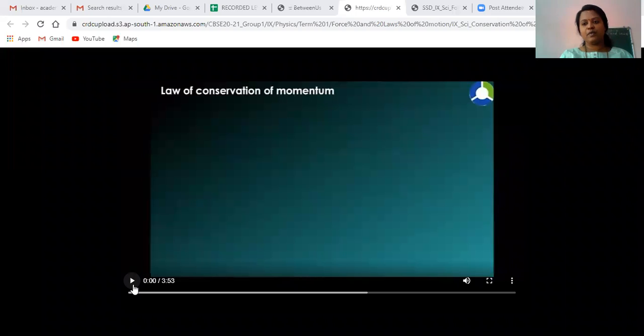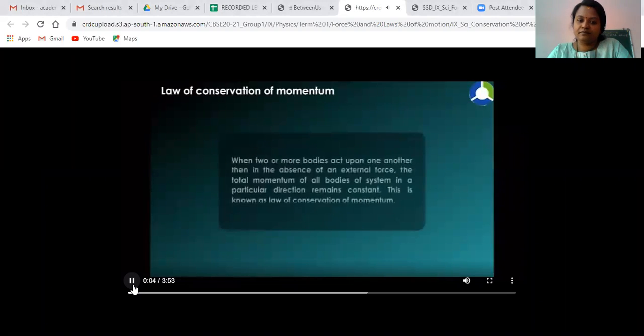Let us see a small video about the law of conservation of momentum. Law of conservation of momentum: when two or more bodies act upon one another, then in the absence of an external force, the total momentum of all bodies of the system in a particular direction remains constant. This is known as the law of conservation of momentum.